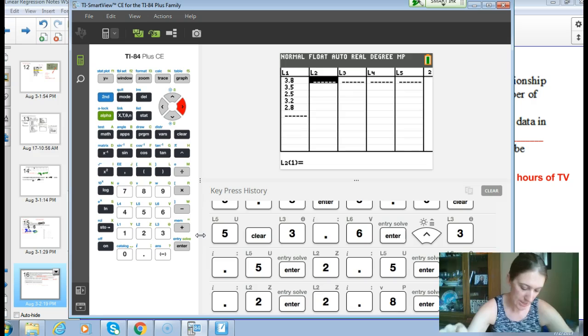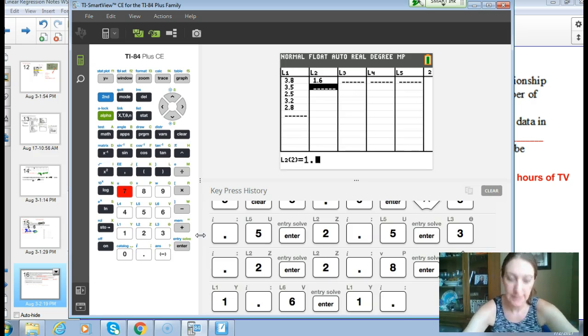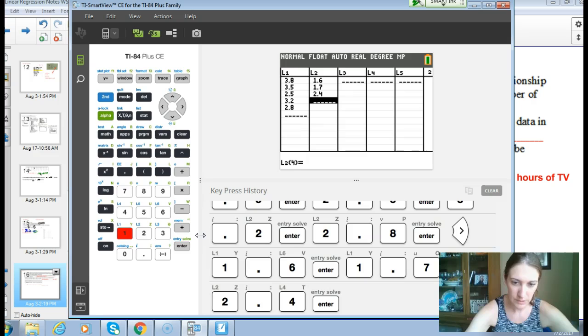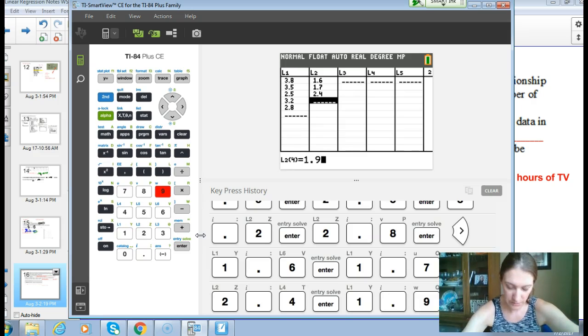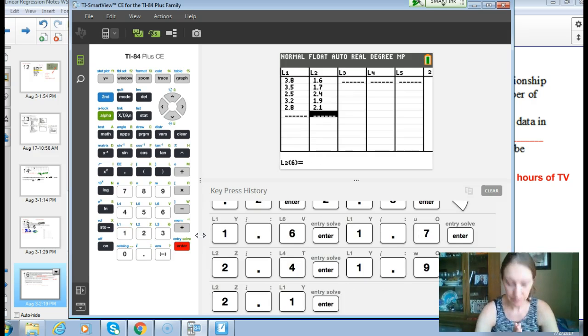Okay, and then next column for list 2: 1.6, 1.7, 2.4, 1.9. Notice that the points are not necessarily in any sort of order, but you have to make sure that the X and Y, or list 1, list 2, is matched up properly. So triple check that everything's good there.